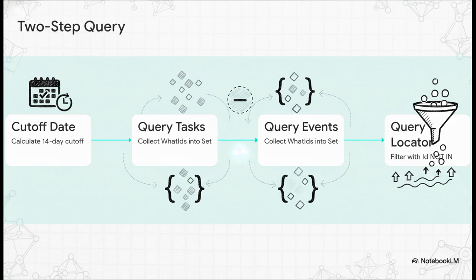The genius of the query locator is that it streams records in chunks. It can handle up to 50 million records without blowing up your Apex heap limit. We pre-calculate our exclusions once and totally avoid blowing up our limits.